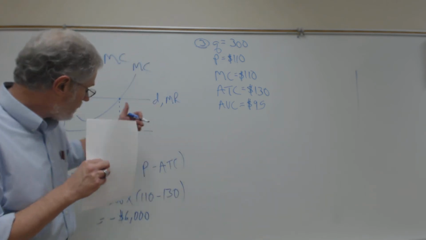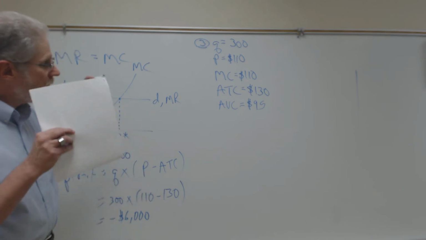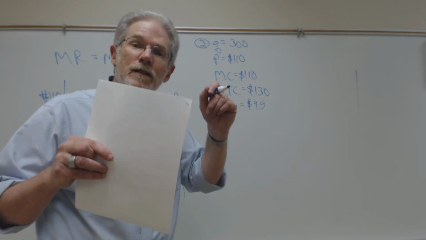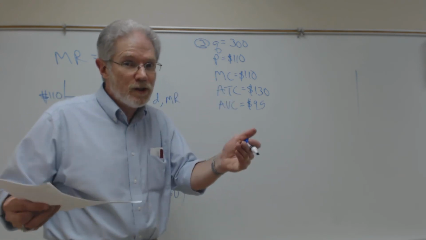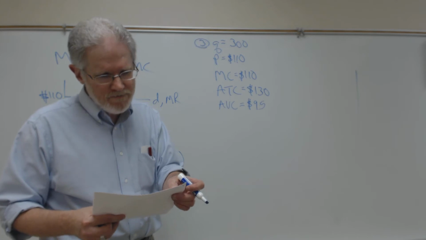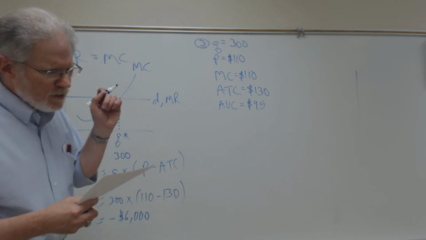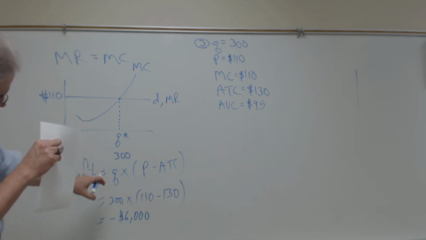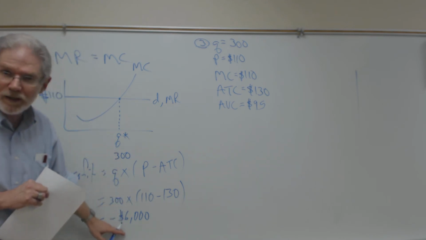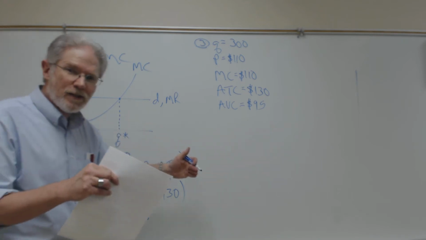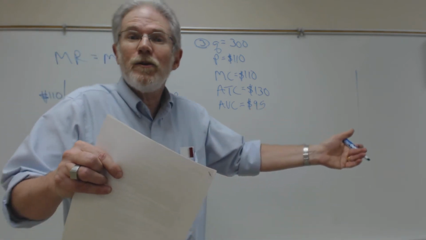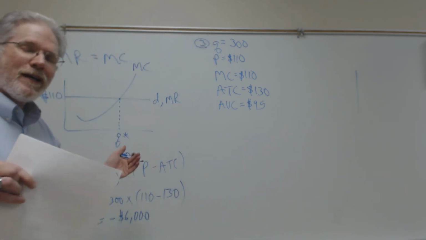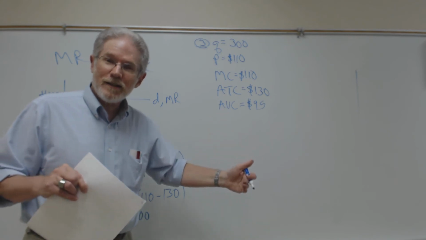What does it mean to have an economic loss? It means the owner could have done better if he had used his resources somewhere else. Okay? So what should he do? Well, part C, if the firm expects these conditions to continue in the future, if he thinks, well, if I operate this year, I'll lose 6,000. And if things are going to be the same next year, I'll lose another 6,000. And the next year, I'll lose another 6,000. Does that make any sense, to continue losing $6,000?